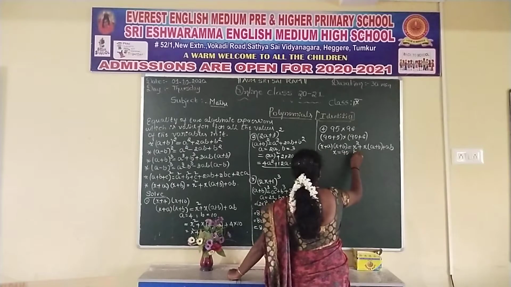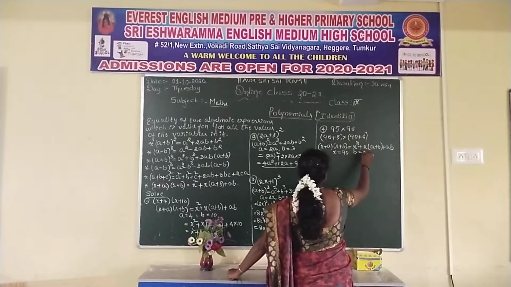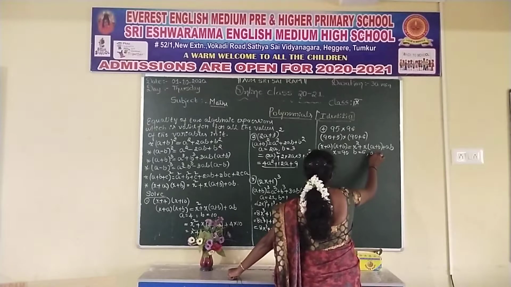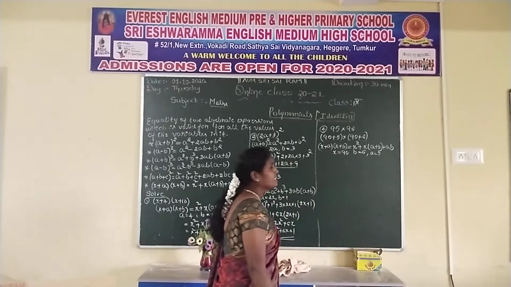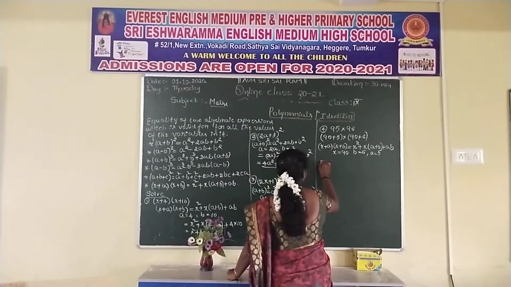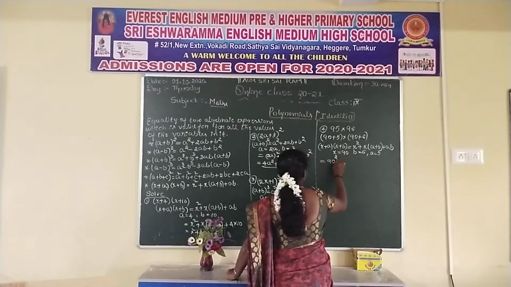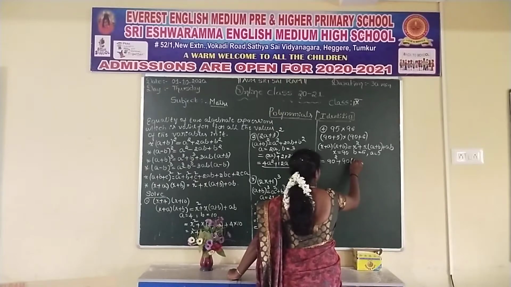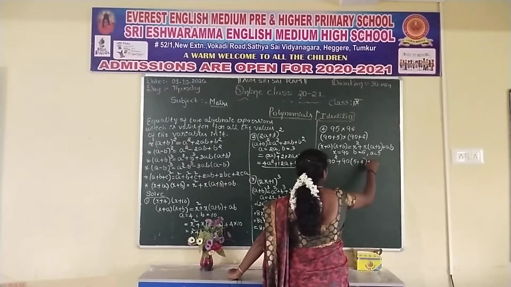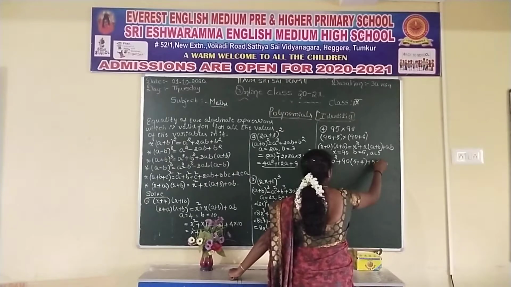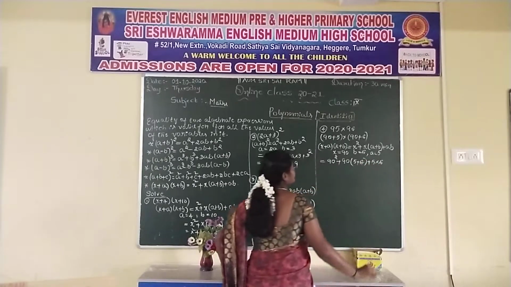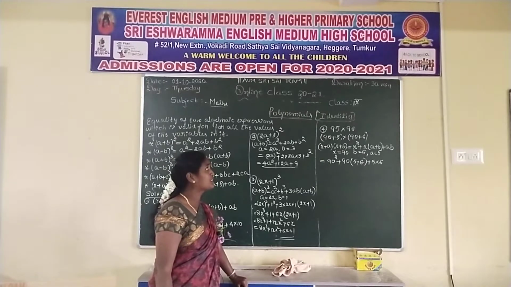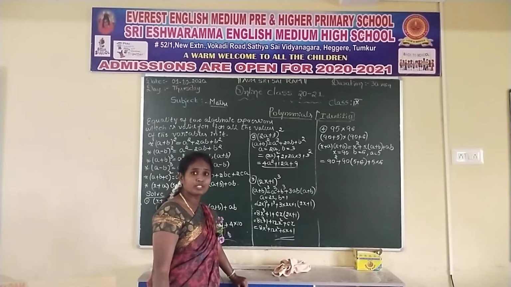90. b value is 5. Sorry, b value is 6. a value is 5. Now substitute. x square is 90 square, plus x is 90, a is 5 plus 6, plus ab, 5 into 6. See here the expression is 95 into 96. You should find out the product.